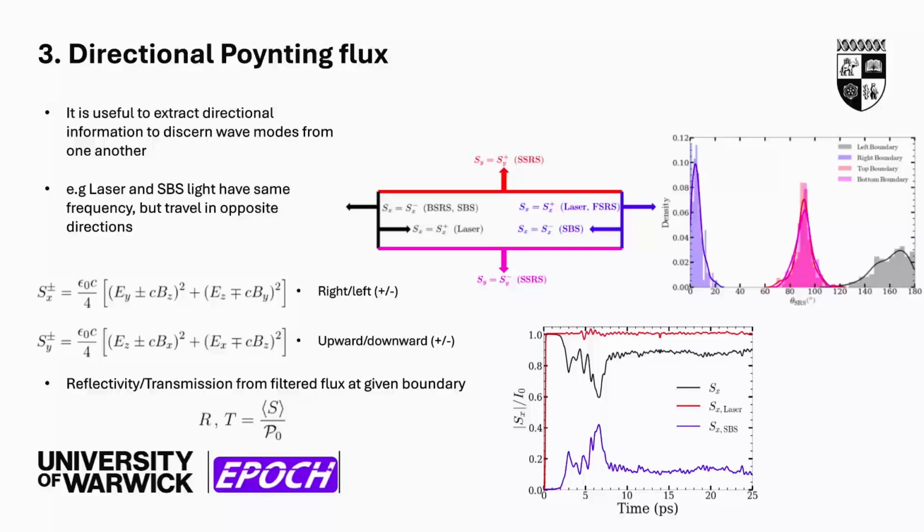Other cases where it's useful is looking at what's called side scattering. The scattered light from this SRS instability doesn't always just go backwards, it can go out the sides. You can do that by applying this version of upward and downward SRS Poynting flux at these side boundaries. And then when you plot it all out, you can see that you get the correct angular resolution that you'd expect.